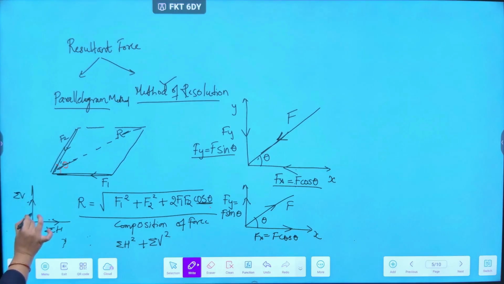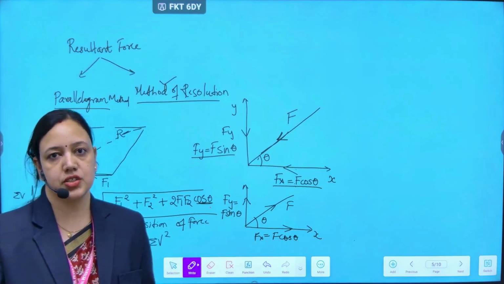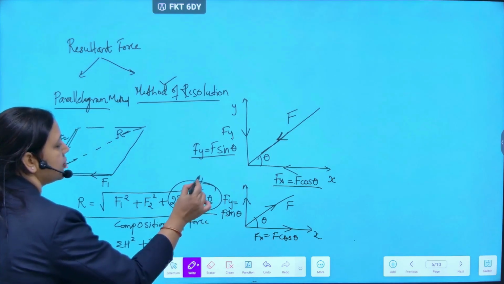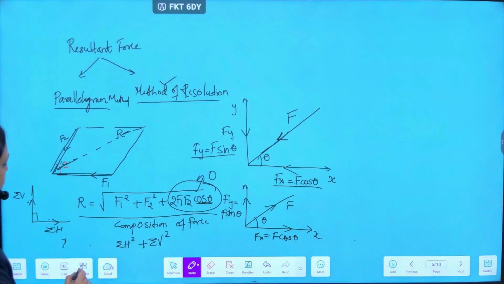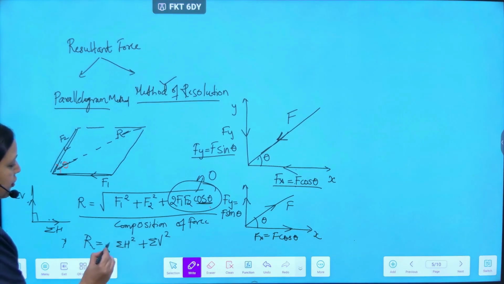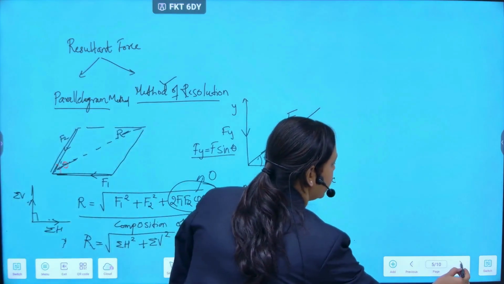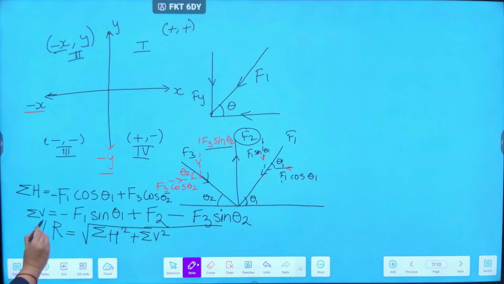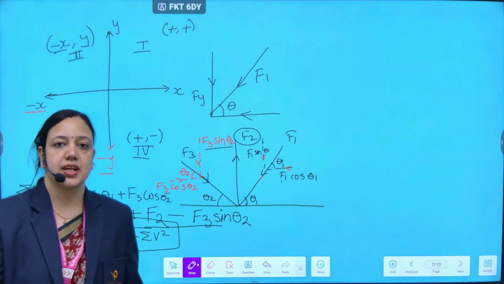The angle between the two forces over here is 90 degrees because they are mutually perpendicular to each other. So because they are mutually perpendicular, cos 90 is 0. This term is 0, this term doesn't exist. Therefore, our resultant is the root of sigma h square plus sigma v square. So this is how I get the resultant. When I use this formula, I get the resultant for several forces acting on a plane.